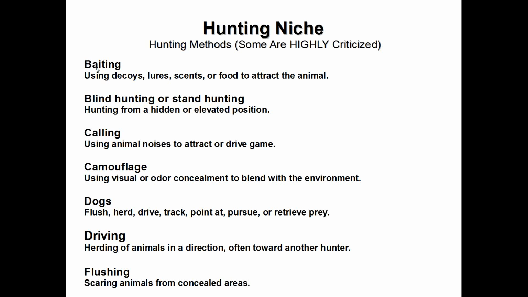Within any given niche, you might have a number of different methods that are used by different kinds of hunters. So instead of simply trying to give them general information on everything, you could go for one very specific type of hunting method. Baiting, for example, uses decoys, lures, scents, or food to attract the animal. Blind hunting or stand hunting is hunting from a hidden or an elevated position.